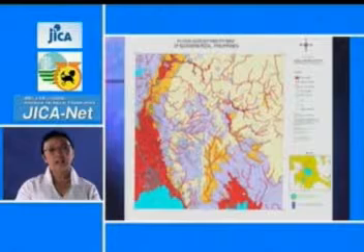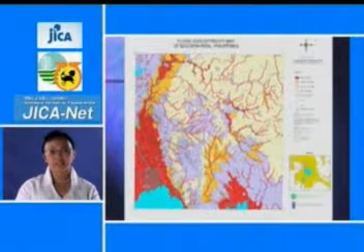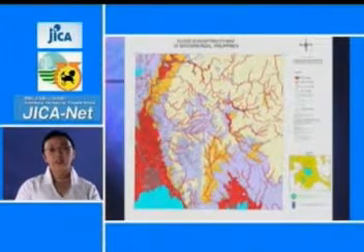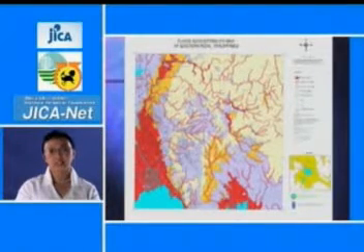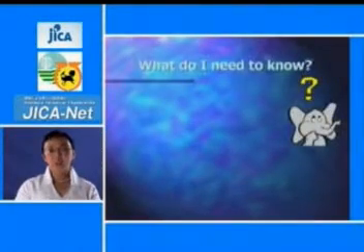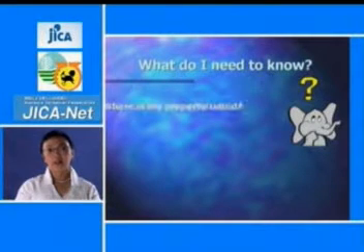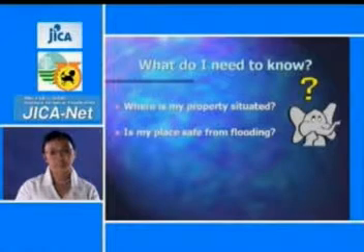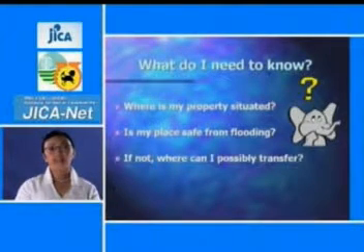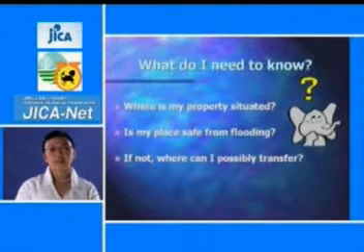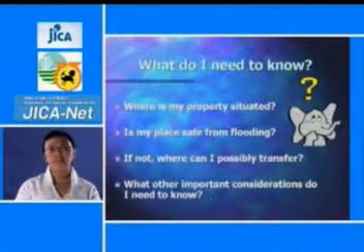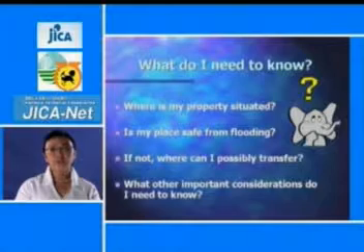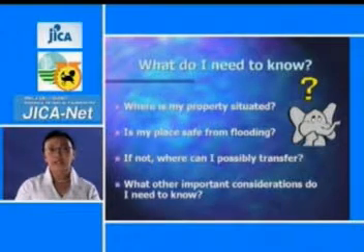Now that you already have an idea what a geohazard map is, I will now give you an example on how to use it. The possible questions that will come up your mind if you are presented this map are: Where is my property situated? Is my place safe from flooding? If not, where can I possibly transfer? And what other important considerations do I need to know if I want to choose a better place to stay permanently?